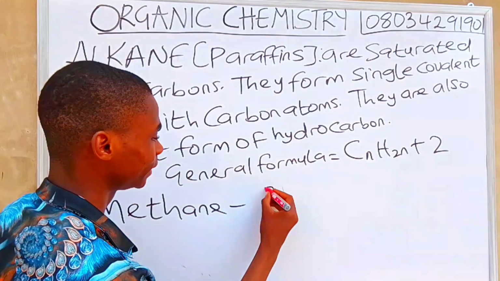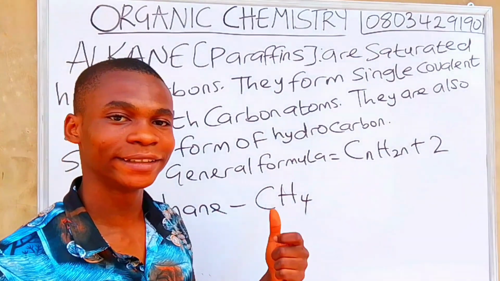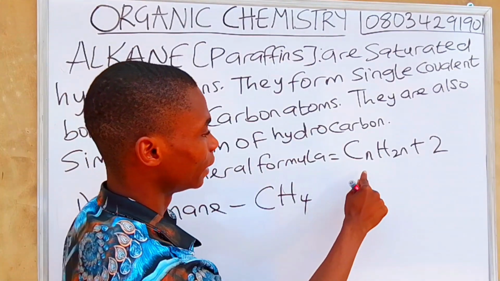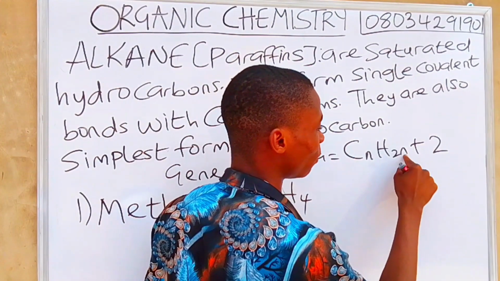Methane is CH4. How is it CH4? You know that this N represents the number of carbon, while this N here represents the number of hydrogen.